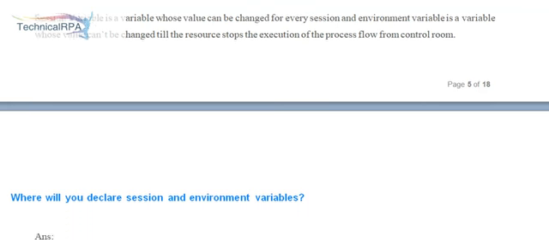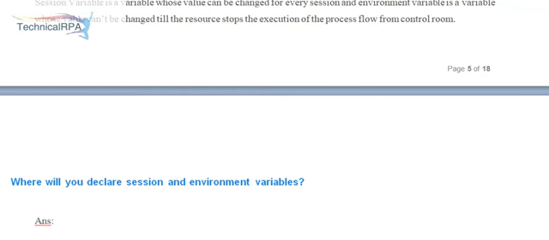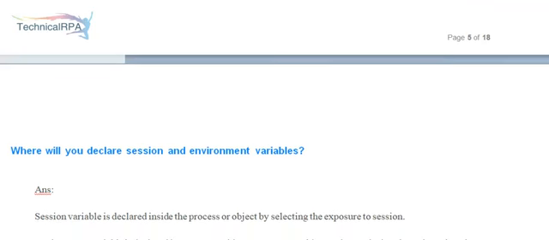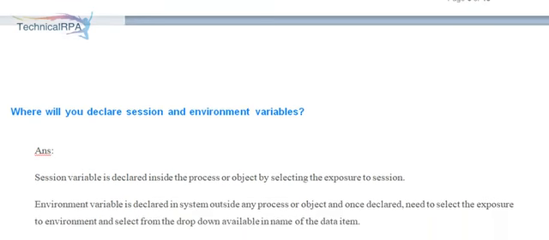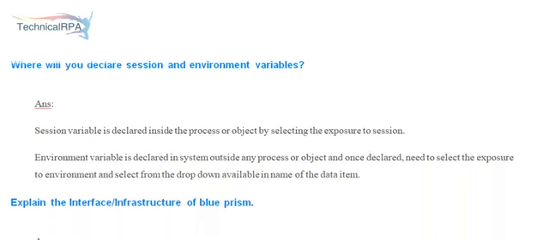A process can be published to control room by opening the process information box in the main page and checking the box Publish this process to control room. Explain a session in Blue Prism. A session is an instance created when you start running a process on a selected resource.